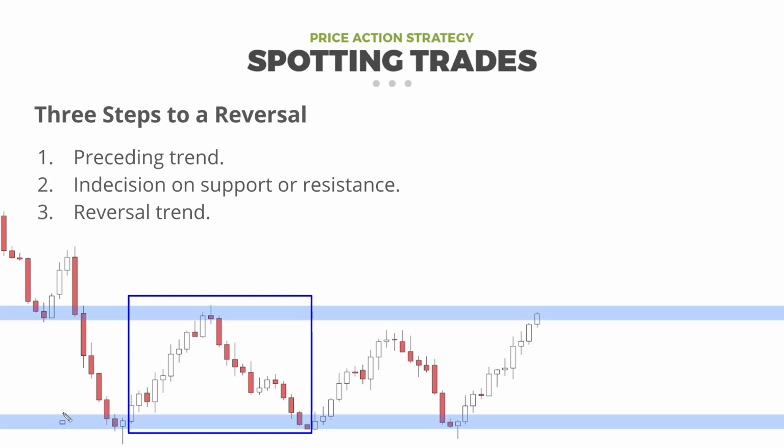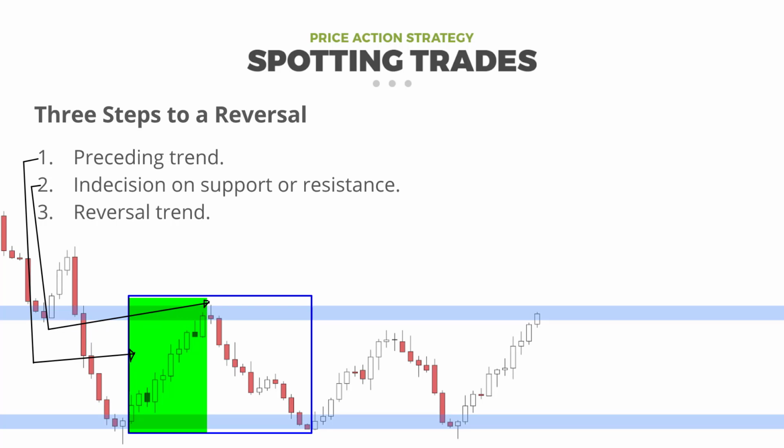Righto, here we go. So, this is another reversal setup. Now, you should be able to identify the steps at this point. We got step 1, preceding trend. So that's the trend where price pushed up. That's the preceding trend. That one's this one. Step 2 is the indecision, which is here.